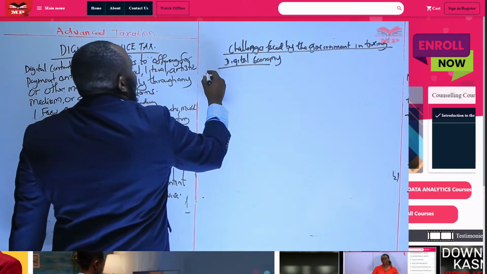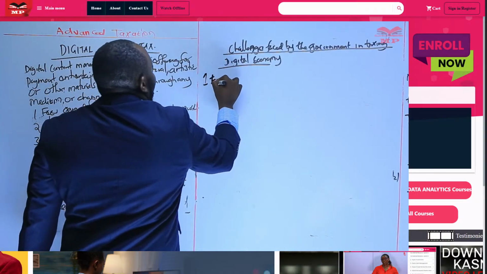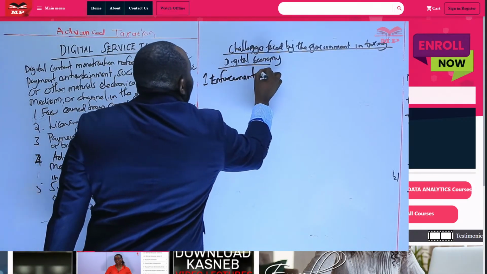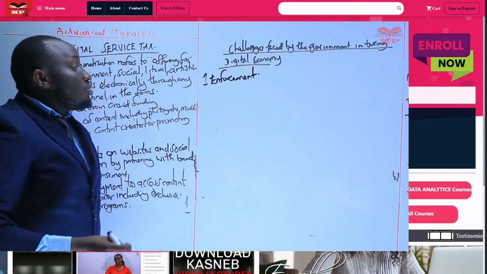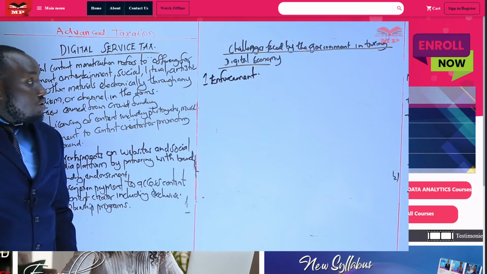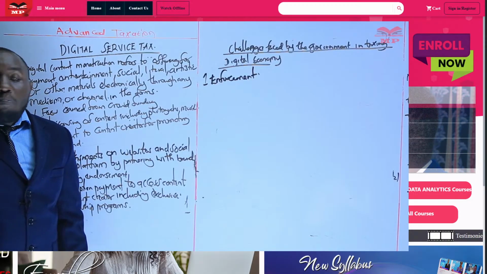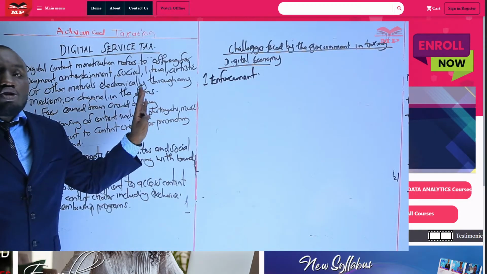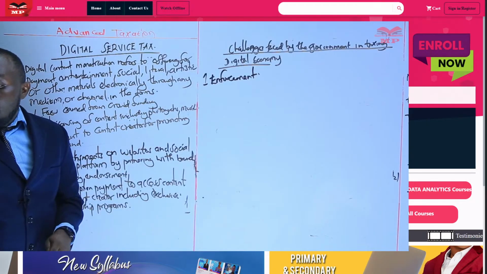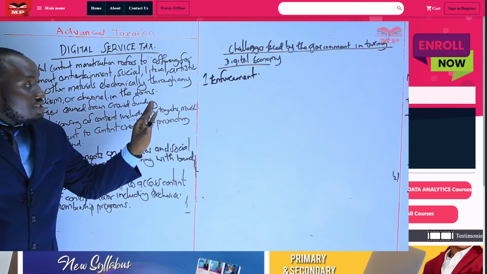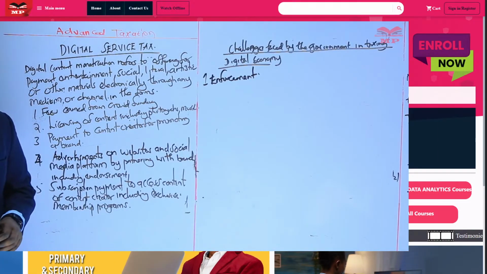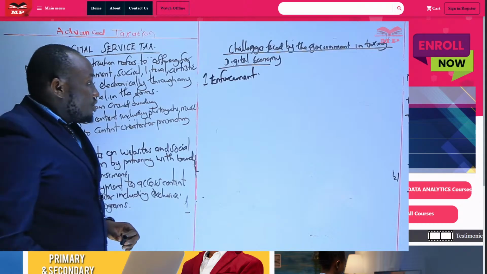One of the issues is what we call enforcement. How do we enforce on the digital platform? Tax authorities are faced with challenges of enforcing compliance in taxation, especially on digital platforms, because of the borderless nature of digital transactions. Why?